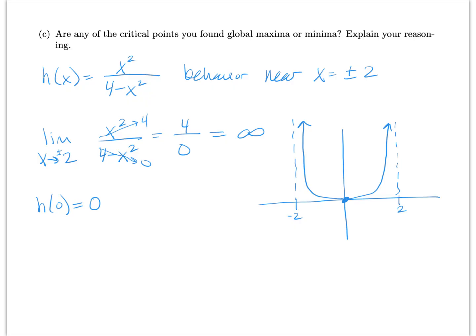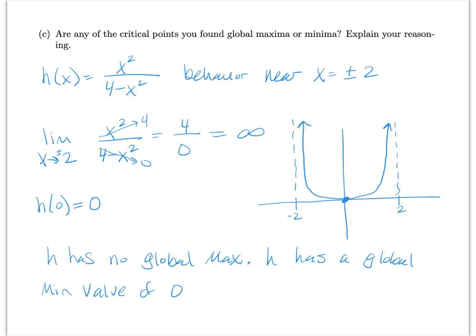Okay, so because I know the behavior near the endpoints is going towards infinity, I know that this local min has to be a global min. So h has no global max because it goes up forever. And h has a global min value of 0 at x equals 0.